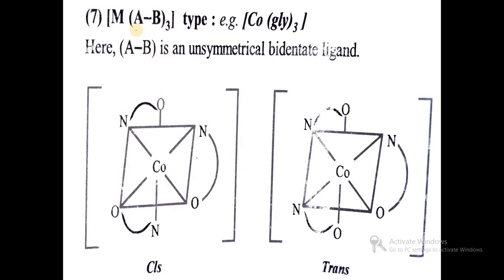And the last example, the M(AB)3 type, that is [Co(gly)3], tris(glycinato)cobalt(III) complex. Here AB is an asymmetrical bidentate ligand, that is NH2CH2COO minus. When we keep nitrogen and oxygen adjacent to each other, it is called the cis isomer. When these groups are opposite to each other, that is oxygen opposite to oxygen, nitrogen opposite to nitrogen, for one of them, then it is a trans isomer.